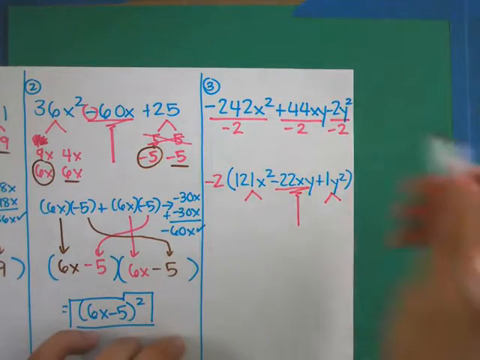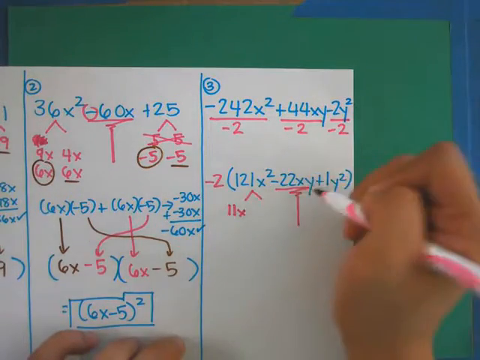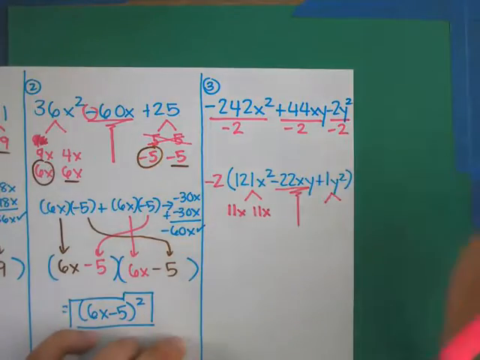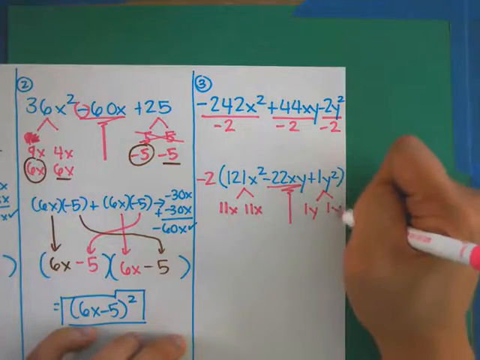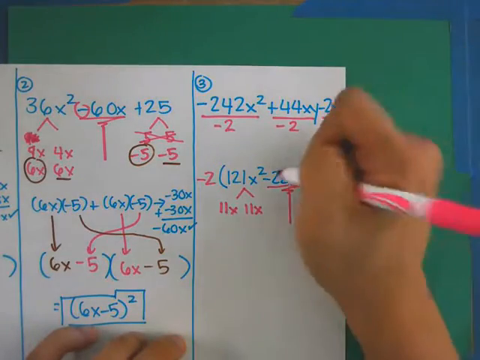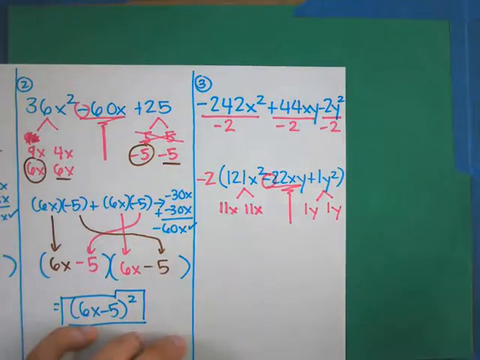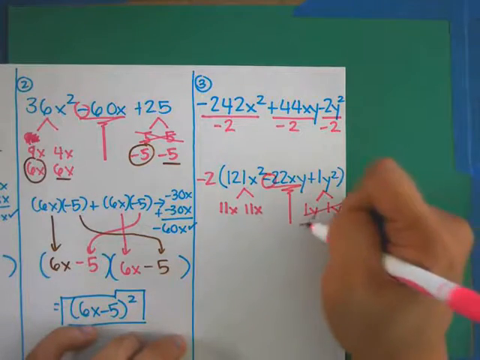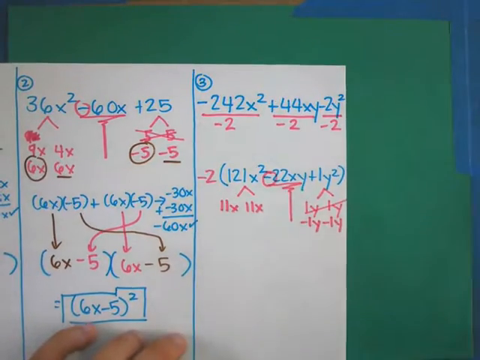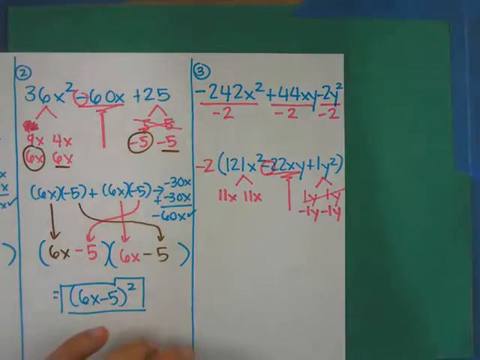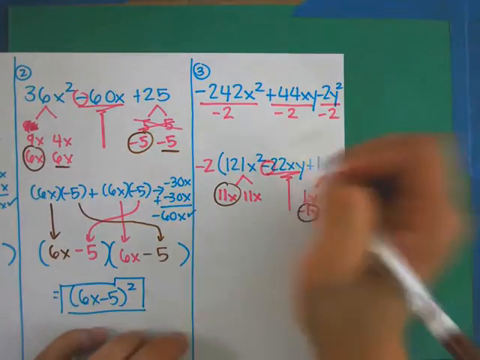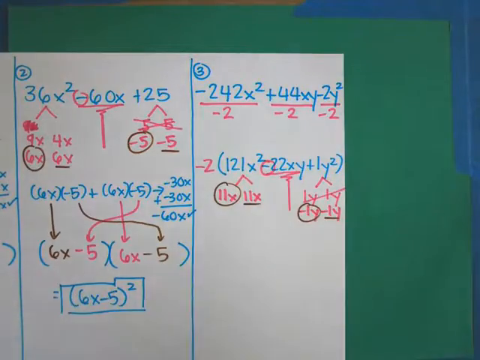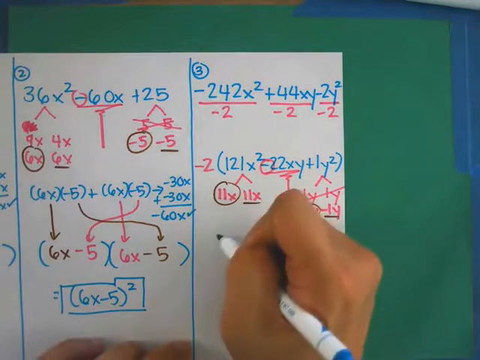Okay, 121x squared. I'm already thinking 11x times 11x, and I'm just going to list that one down. The 1y squared, I think of 1y times 1y, but again, because you want a negative 22, maybe not two positives, maybe two negatives is a little bit better, and it is. Okay, the 11x will go with a negative 1 because that's negative 11, and this other 11x will go with the other negative 1 because that's going to be the other negative 11.